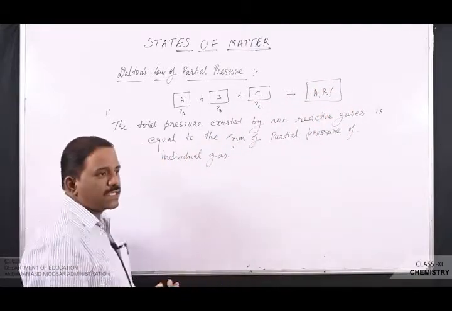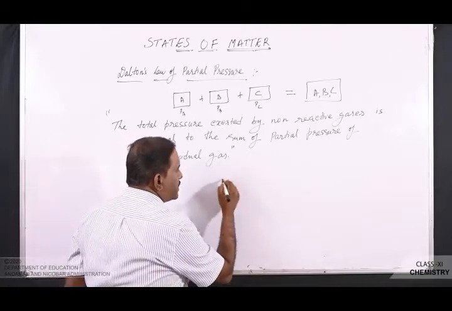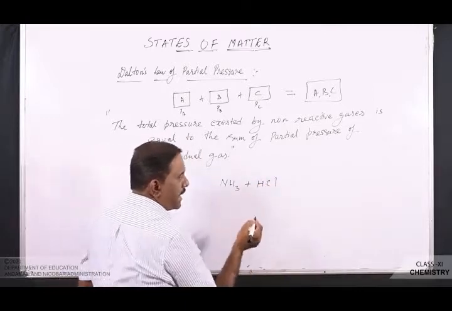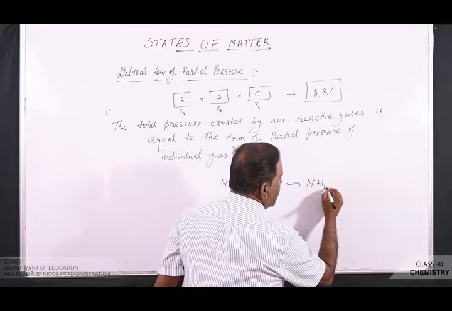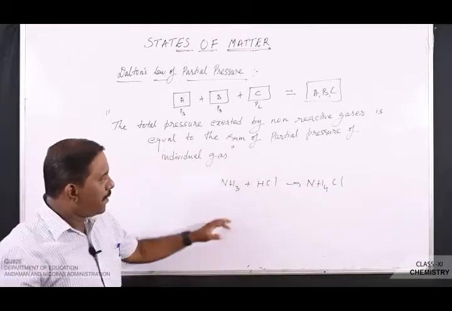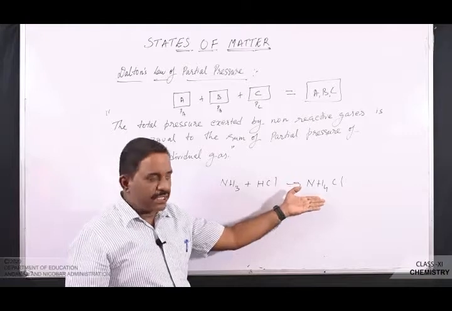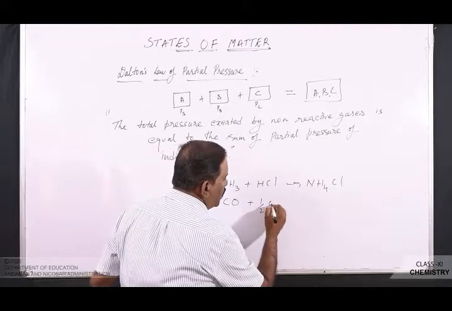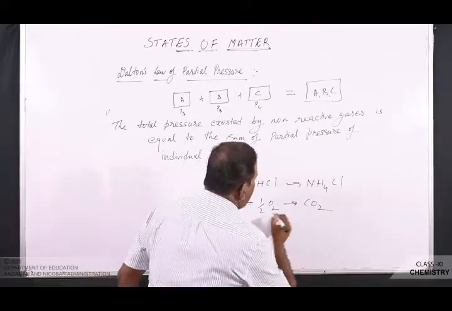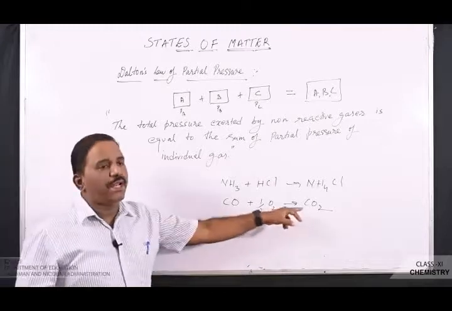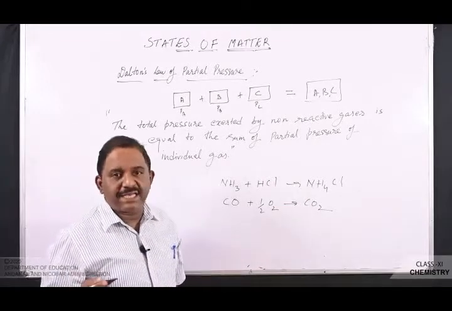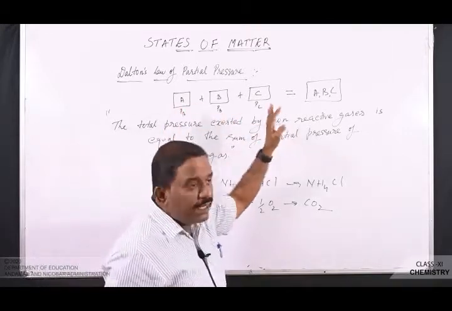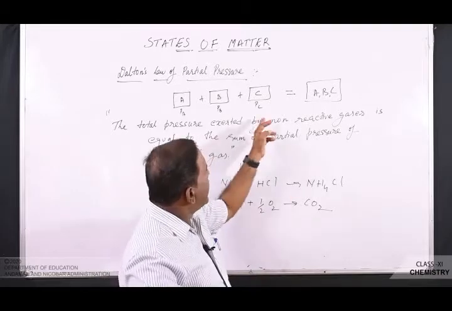Non-reactive gases means the gases should not be such as NH3 plus HCl. This is ammonia gas and this is hydrochloric gas. When they react they form a salt, that is NH4Cl. So this is not possible, as they are reactive under room ordinary conditions. Similarly, carbon monoxide plus half O2 gives what? CO2. So under normal ordinary conditions, this also will react. So gases such as N2 and O2 can be taken, which are non-reactive under ordinary conditions. Those gases have to be taken.